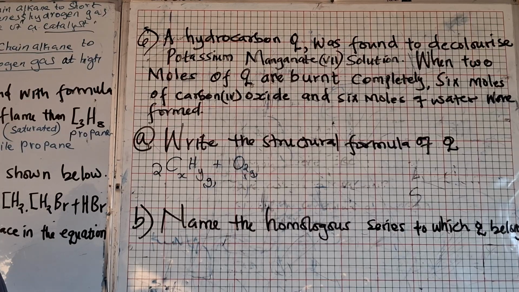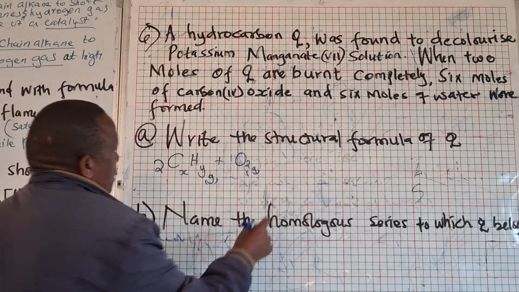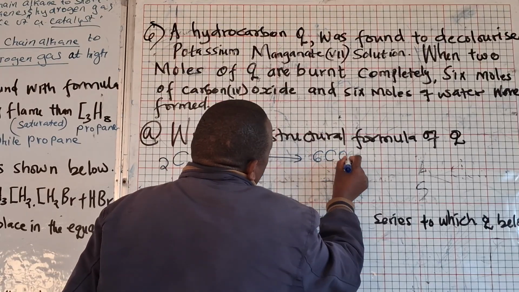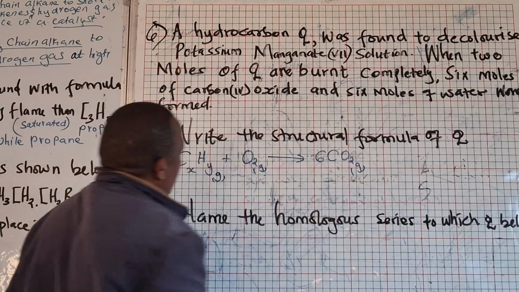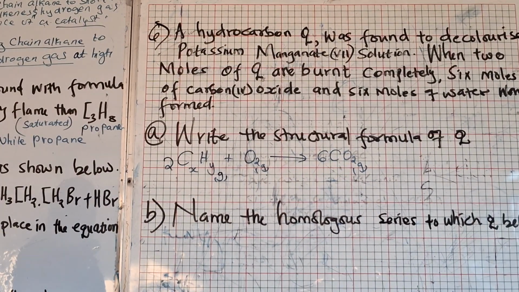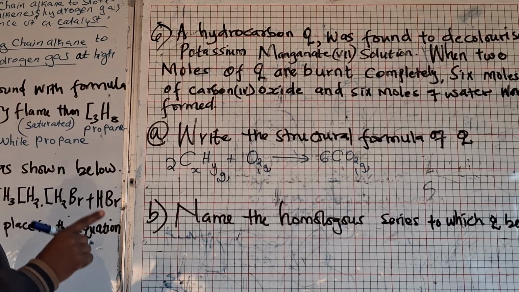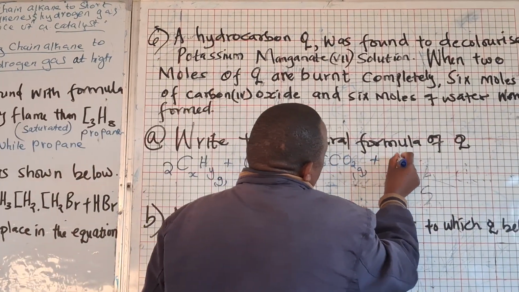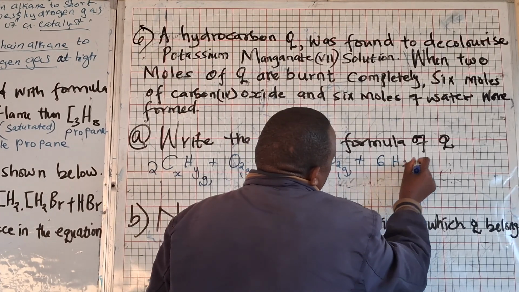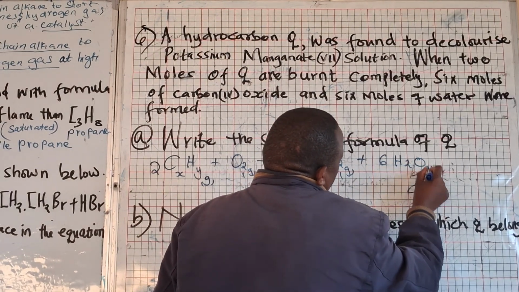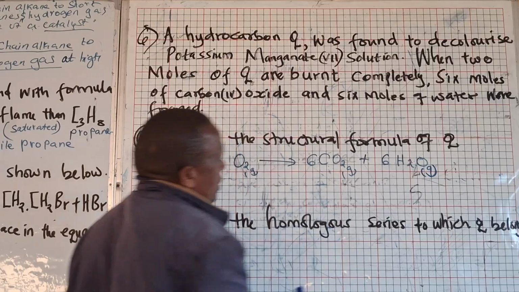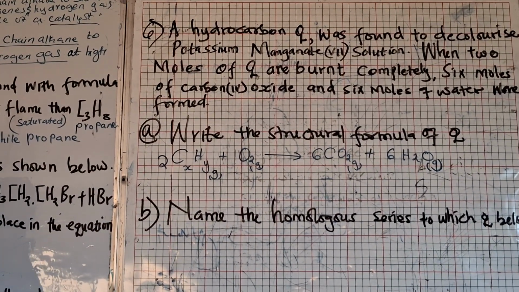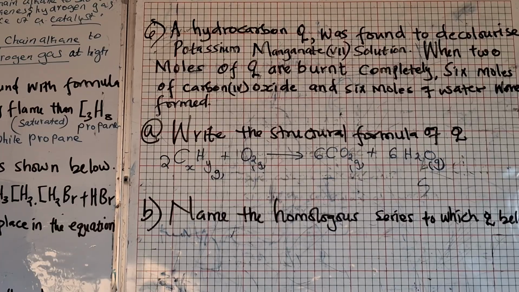6 moles of carbon(IV) oxide. So now the product produced here is 6 CO2. And 6 moles of water were formed. So here it is plus 6 moles of water, which is a liquid or a gas, because there is much heat being produced when it is being burnt. Now you are being asked, write the structural formula of Q.